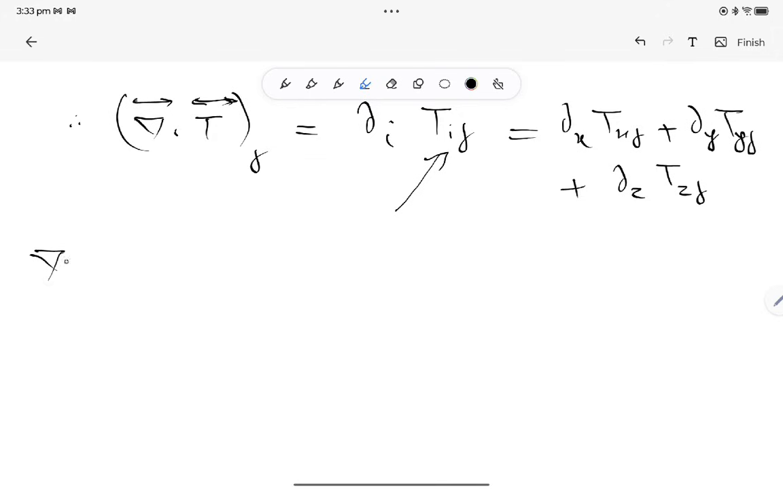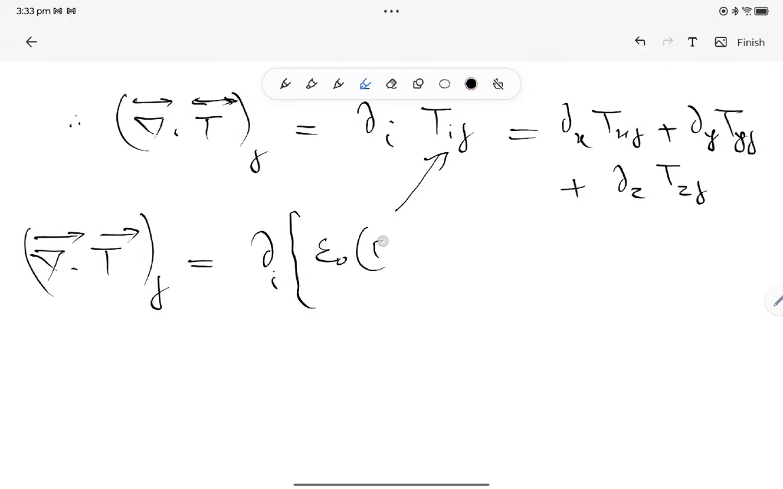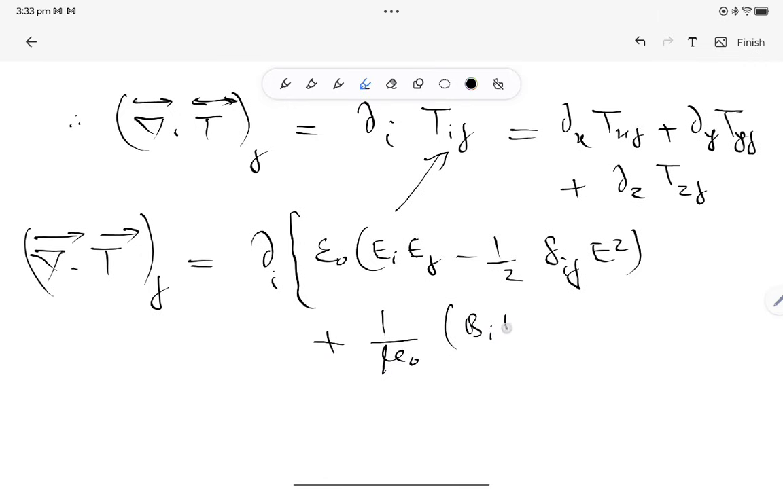And when you do that, the jth component of del dot T is equal to del i. Now the value of Tij, as you know, is equal to epsilon Eij minus 1 by 2 Kronecker delta ij E square. Then you have another term, that is this magnetic term, plus 1 by mu naught Bij minus 1 by 2 delta ij B square.